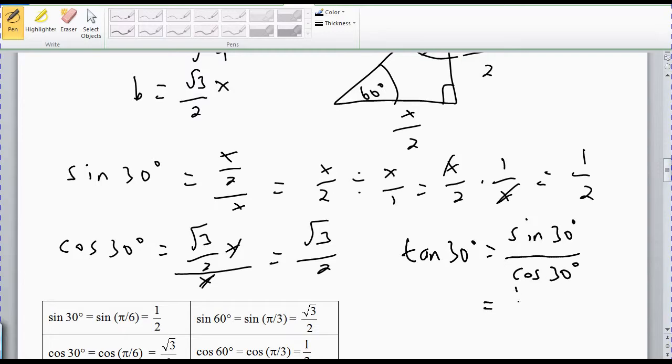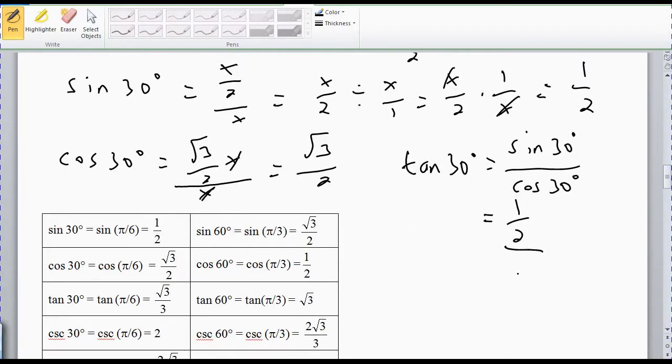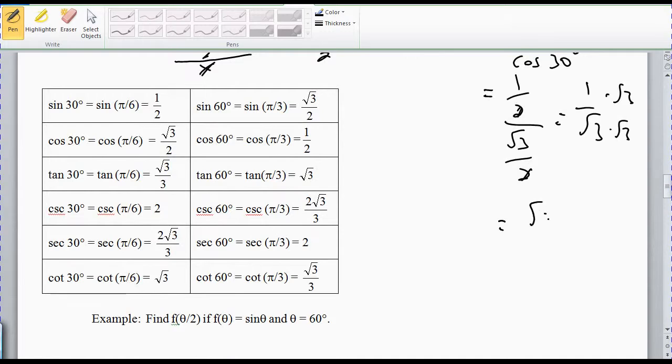Sine of 30 is 1/2. And cosine of 30 is square root of 3 over 2. And what's going to happen is these 2's are going to cancel, leaving us with 1 over square root of 3. I do not like square root of 3 on the bottom, so I'm going to multiply by the square root of 3. And we get the square root of 3 over square root of 3 times square root of 3 is square root of 9, which is 3. So that's how we get tangent of 30 square root of 3 over 3.